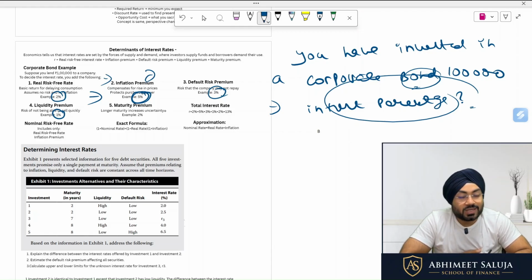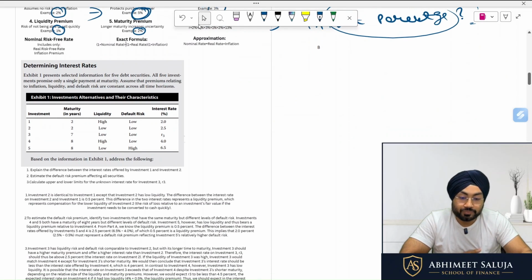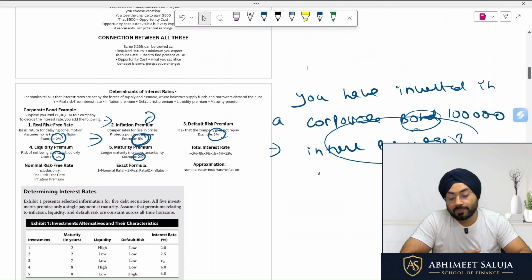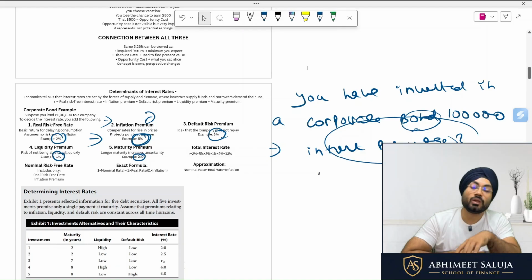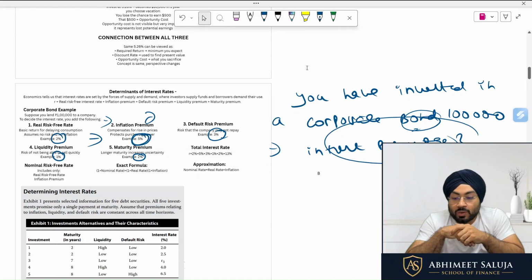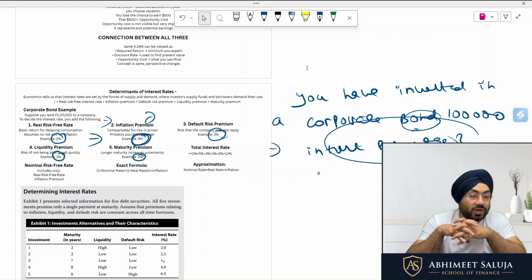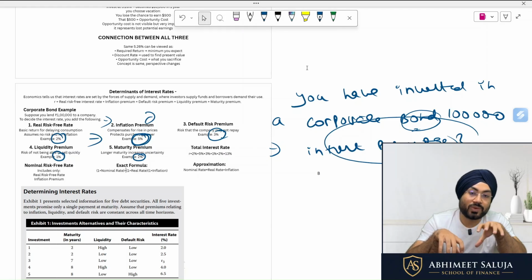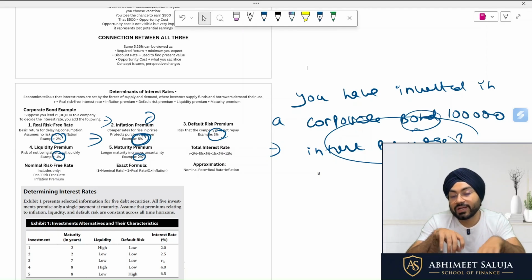Longer maturity increases uncertainty. I have explained it. Two asset classes are available, one with a lock-in period of 1 year, another with a lock-in period of 20 years. Which one would you like to invest in? Obviously, the 1 year one. You don't want your money to get locked in for 20 years.